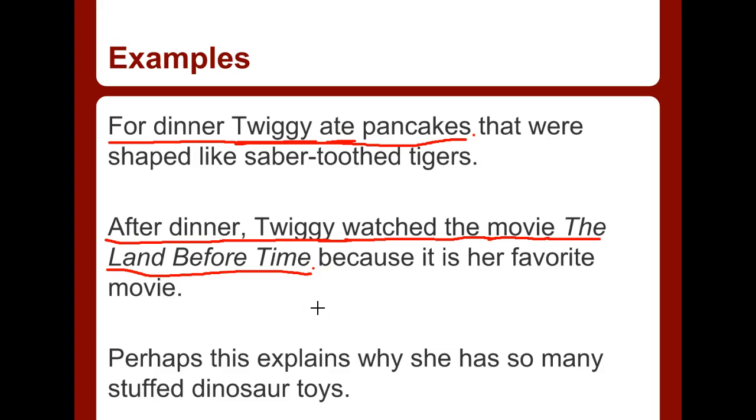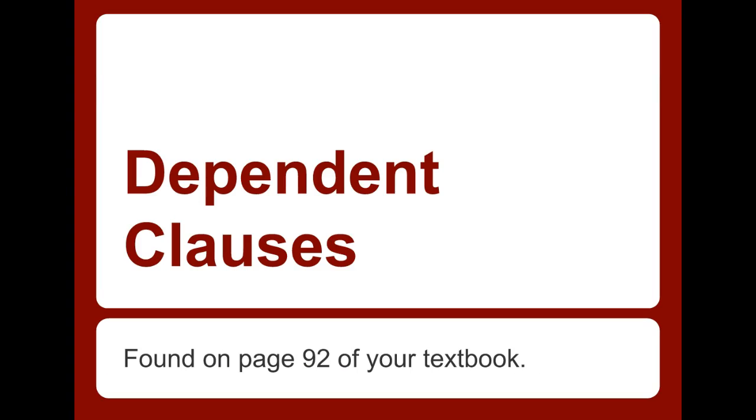The last sentence goes like this. Perhaps this explains why she has so many stuffed dinosaur toys. Here is my subject. Here is my verb. We got a very small independent clause. Here's my single modifier. Perhaps this explains. It doesn't sound right, which is why we have dependent clauses, but grammatically, it is a complete sentence, and I could put a period there and have a grammatically complete sentence. Perhaps this explains. Now let's look at dependent clauses, which are also found on page 92 of your textbook.